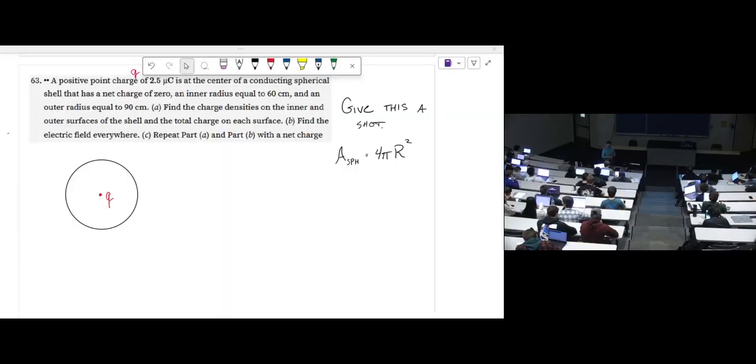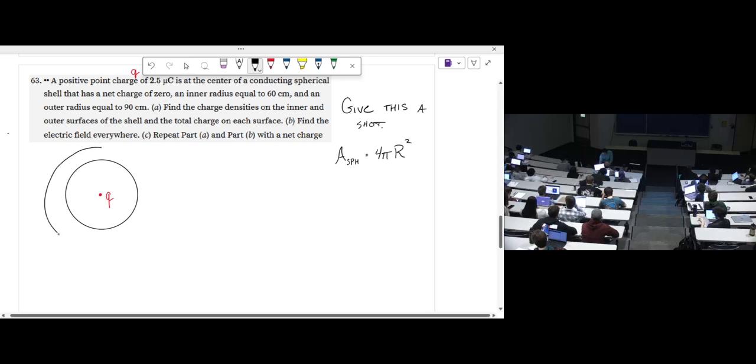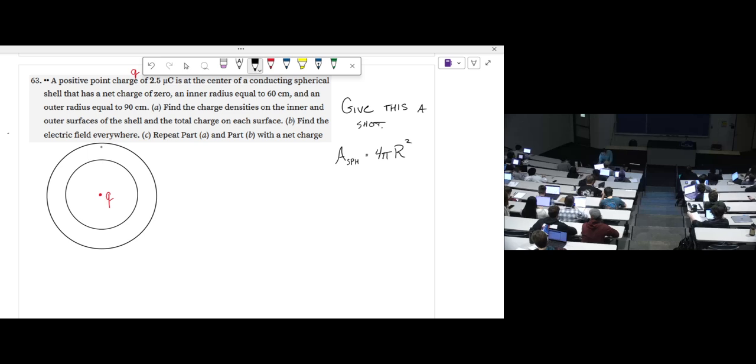All right, so last time we discussed what the electric field and the charge are going to look like for different levels of spherical charges that are embedded with one another. So we've got this 2.5 microcoulomb charge at the center of a conducting sphere that has a net charge of 0, an inner radius equal to 60 centimeters and an outer radius equal to 90 centimeters. I need to draw that inner and outer radius.